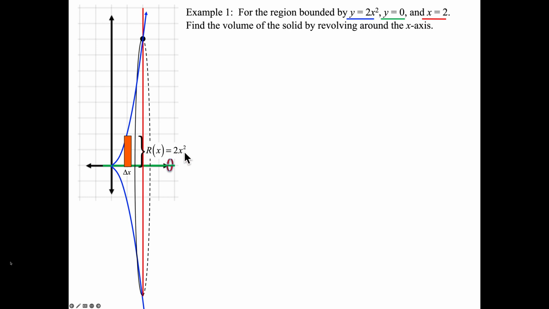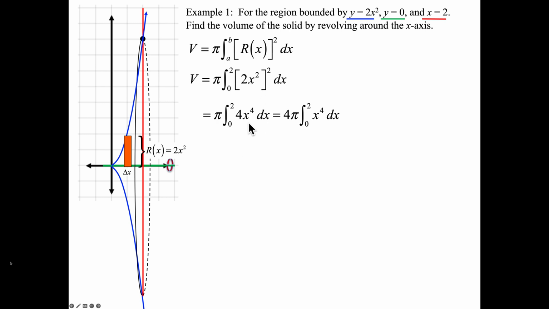So r of x is equal to 2x squared. We go to our formula. We can substitute everything in. 2x squared squared is going to be 4x to the fourth. I like to factor out the 4 because when it comes to evaluating, it'll be much easier to have fewer coefficients multiplied in there. So this will be x to the fifth over 5, or 1/5 x to the fifth. Factor the 1/5 out to the front to get 4/5 pi.